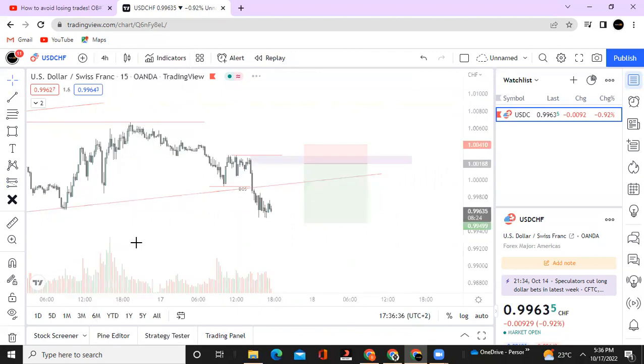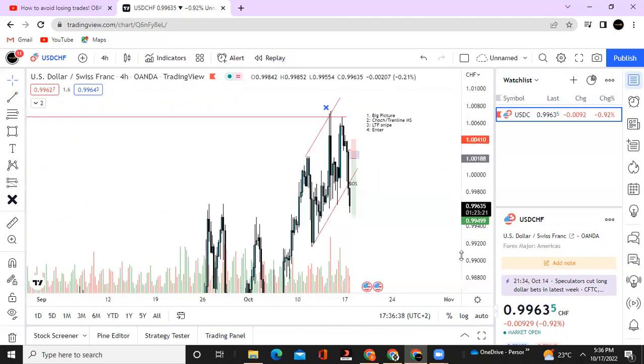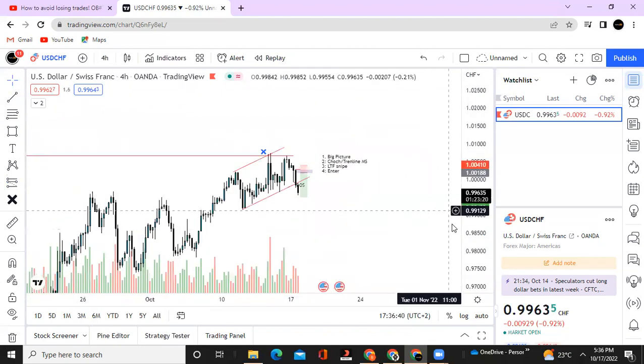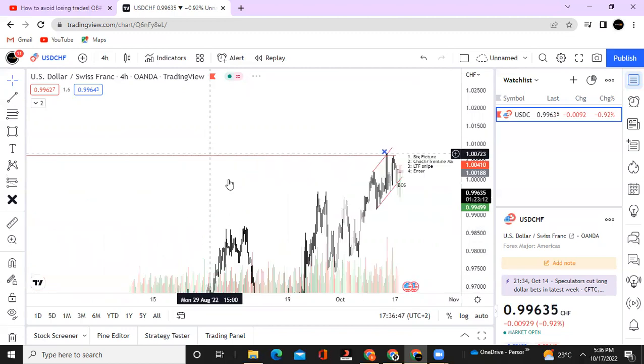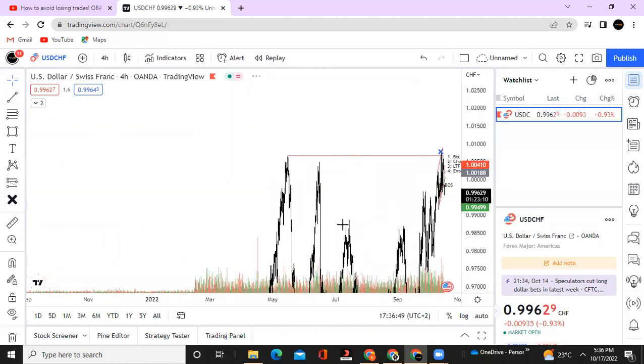So the purpose of this lesson is to show you that usually when people don't see a clear break of structure, they're like, nah, this is not going to be a good trade. You need to look deeper into the market and look at the bigger picture. That's very important for you to take note of.